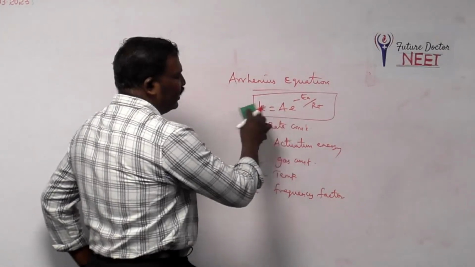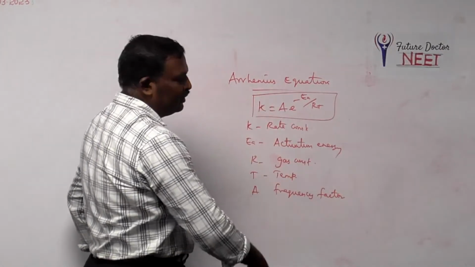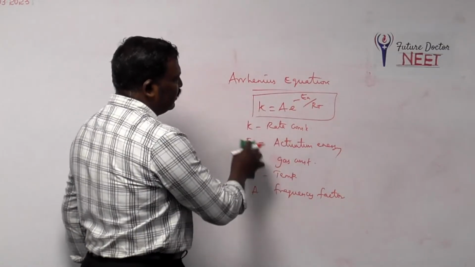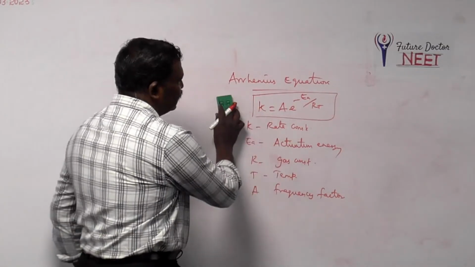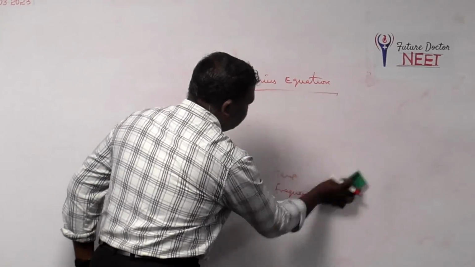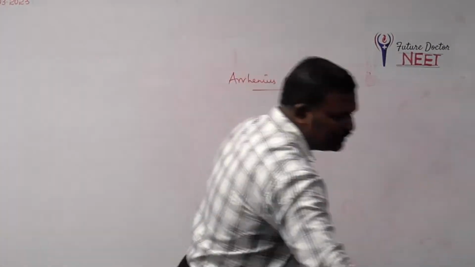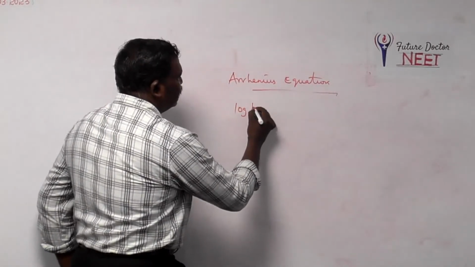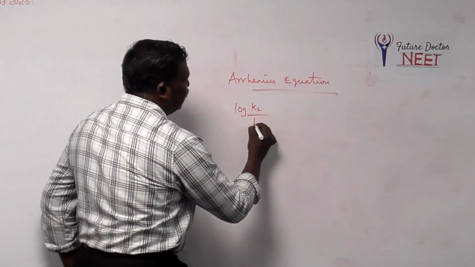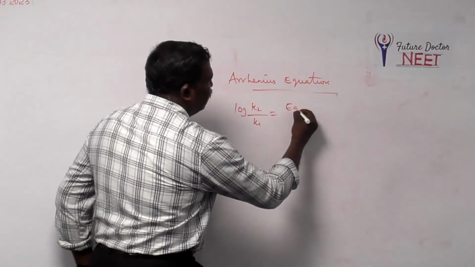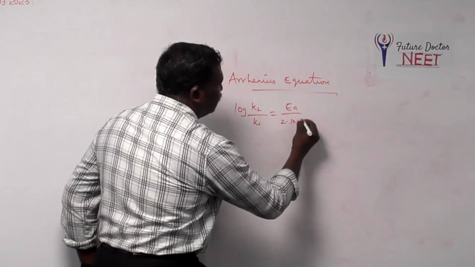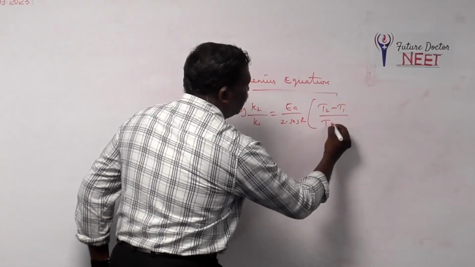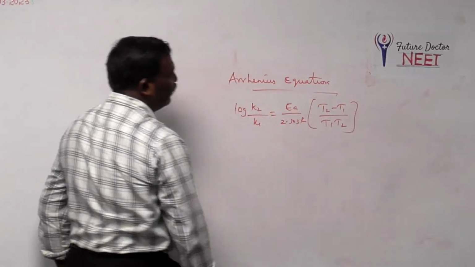Then, if you apply logarithm, we get another formula. That formula is important; based upon that they will ask some questions. Suppose you apply logarithm to this. Just write: log K2 by K1 is equal to Ea by 2.303 R into (T2 minus T1) by T1 T2. This is a formula.